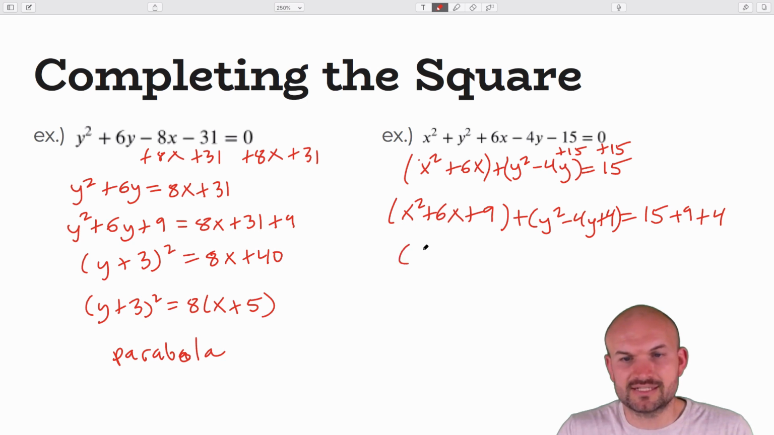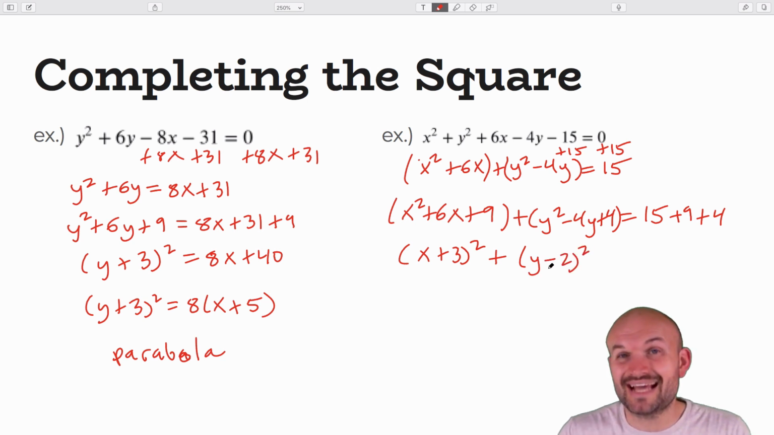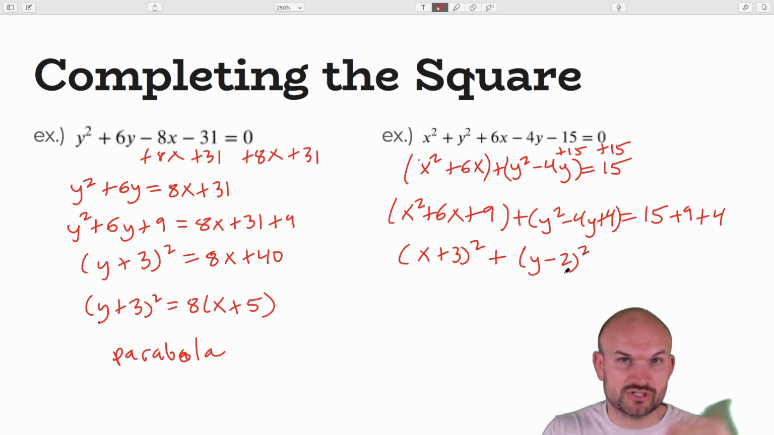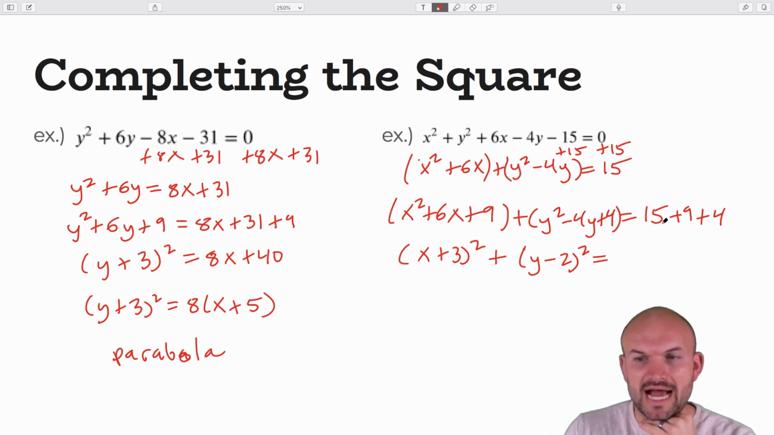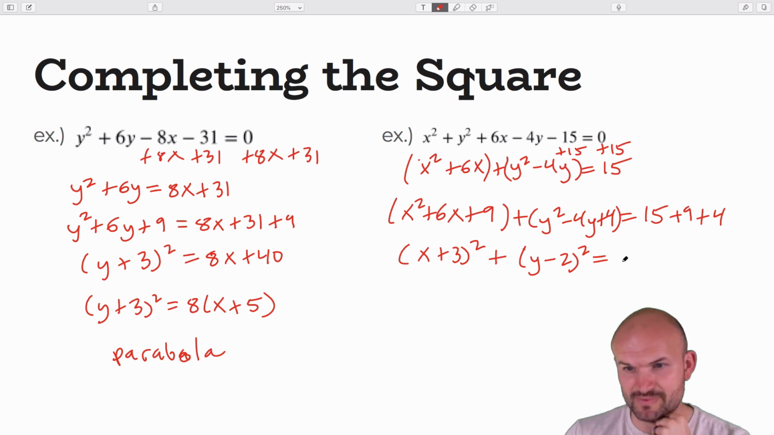Now again, this can be factored down into an x plus 3 quantity squared. This can be factored into a y minus 2 quantity squared. And again, I'm really just using those perfect square trinomials I had at the beginning of this lesson. Now I can add these up to give me, let's see, that's going to be 19. That's going to be a 28.